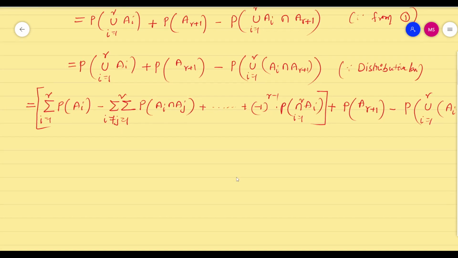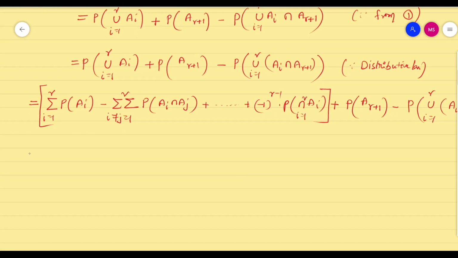So now I'm taking the first term in the expansion, summation i running from 1 to r of P of A_i, and this is P of A_{r+1}. Both are added, so we can write it as summation i running from 1 to r+1 of P of A_i.